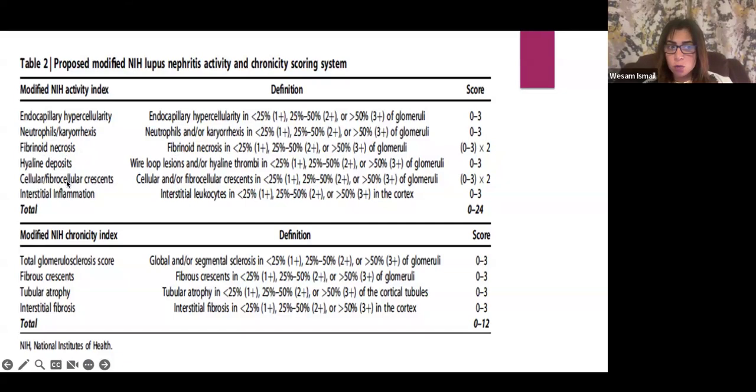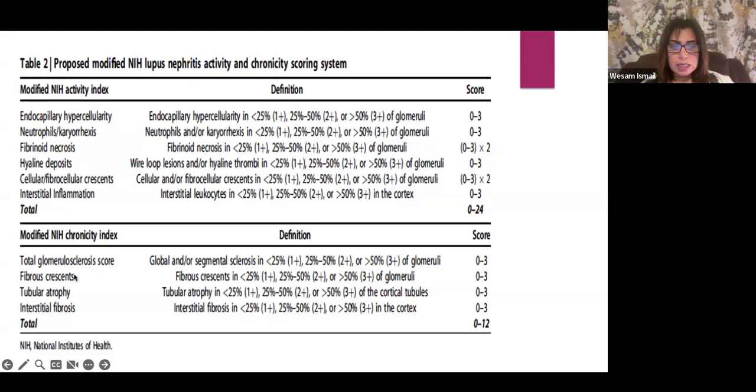There is a new definition for what we consider cellular and fibrocellular crescents, which had led to an overestimation of the activity of the crescents. Now we only consider crescents active, and they should be scored as active crescents within the activity indices, if they have only up to 25% fibrosis. That means that if a crescent has more than 25% fibrosis, we consider it a fibrous crescent. We don't even consider it a fibrocellular crescent.